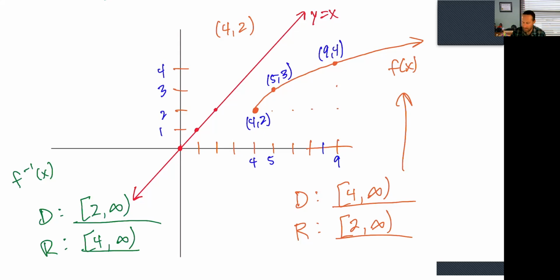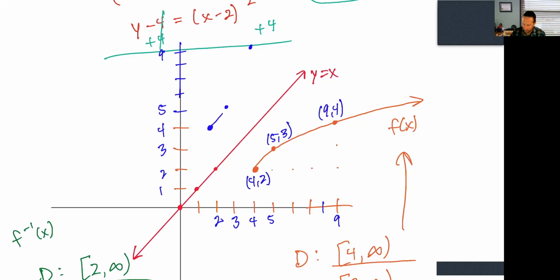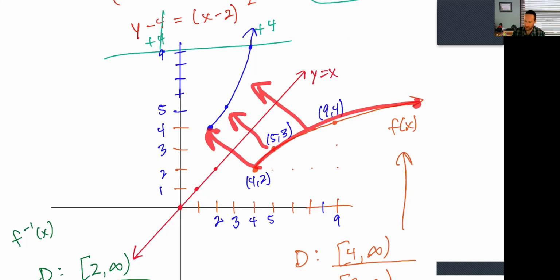So I know the graph of this is going to include, if this is my original in this shape, 4, 2, then the inverse is going to include 2, 4. 5, 3 will flip-flop to be 3, 5. And if you notice, when I graph this, I get my beautiful butterfly with that same look on the other side of this everywhere.